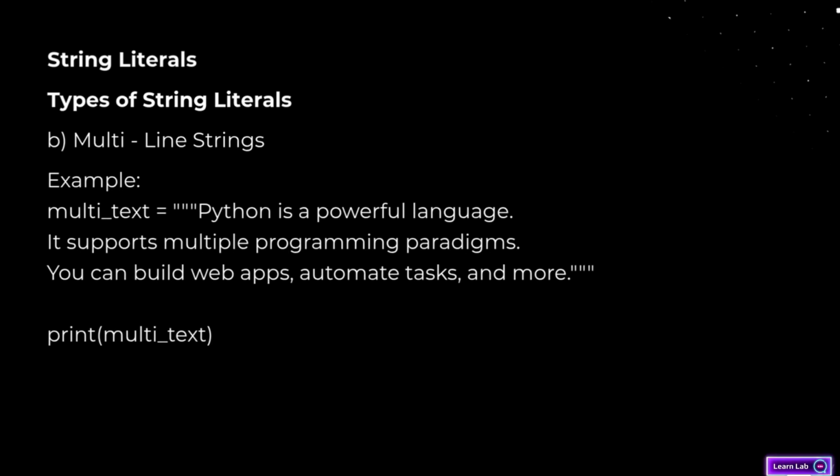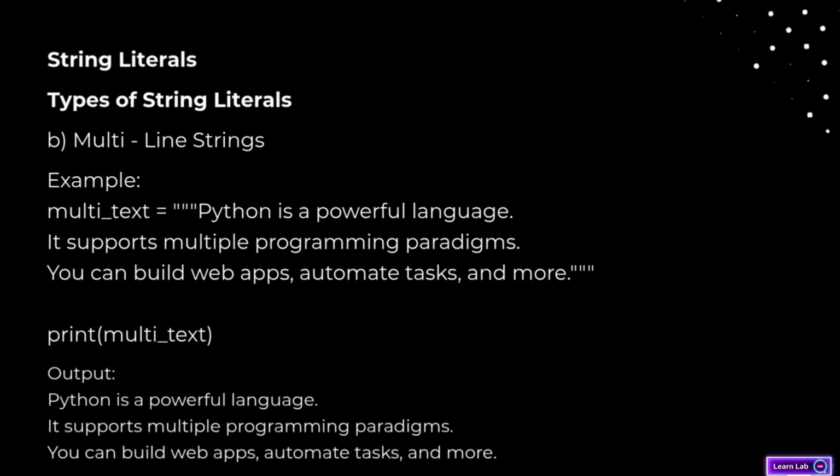Here is a multi-line string example. Multitext is equal to, we are writing in triple double quotes, Python is a powerful language. It supports multiple programming paradigms. You can build web apps, automate tasks, and more. Print multitext, and the output is this.